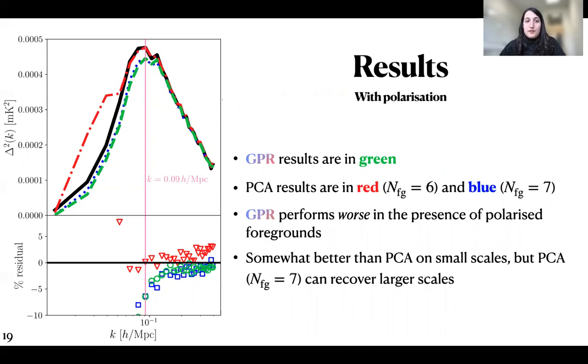So GPR seems to suffer from the inclusion of polarization leakage and is not as obviously performing better than PCA. It's still performing really well on small scales, better than PCA n equals 7 on some scales, but it does seem to suffer from the inclusion of polarization leakage, which we ran some tests on, and we believe it's because GPR finds it hard to differentiate the polarization leakage from the smooth foregrounds and from the H1 cosmological signal because they get confused.